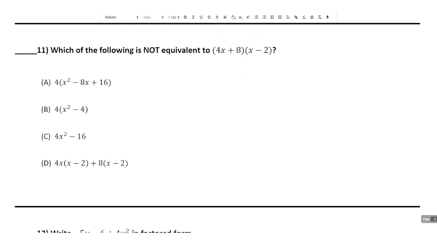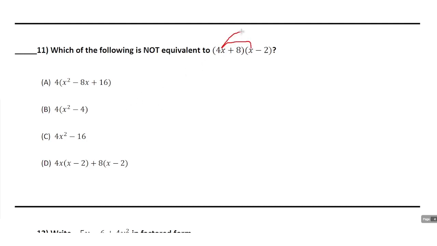Number 11 says, which of the following is not equivalent to this expression. This is one of those problems where you could just pick a number for x, plug it in, and see which one equals the same thing. But I'll go ahead and work it out, because this one's not so bad. I'm going to put all these in standard form and see which one doesn't match the rest.